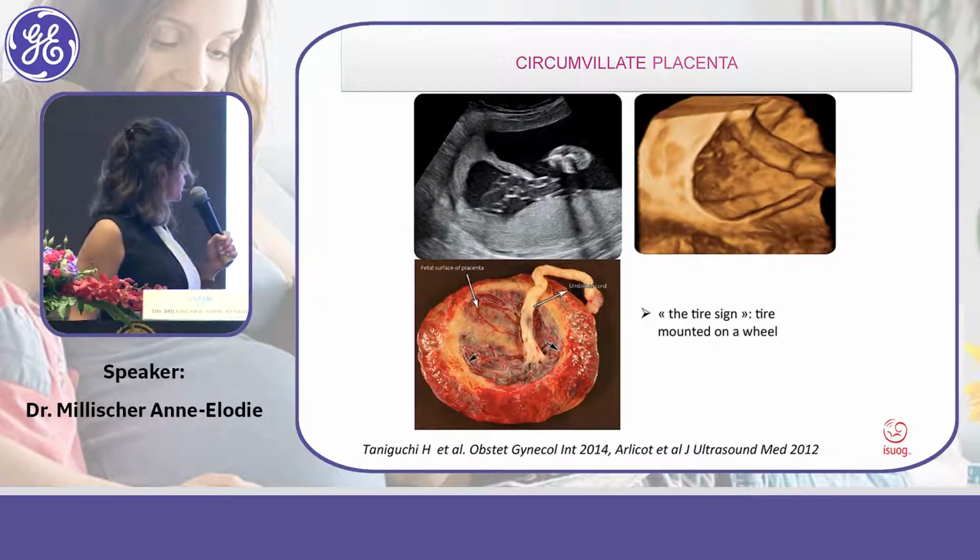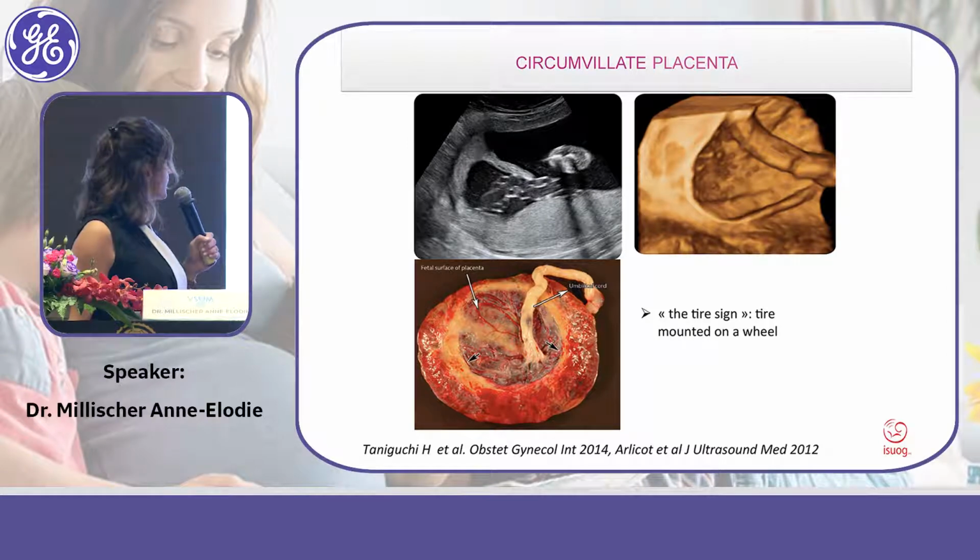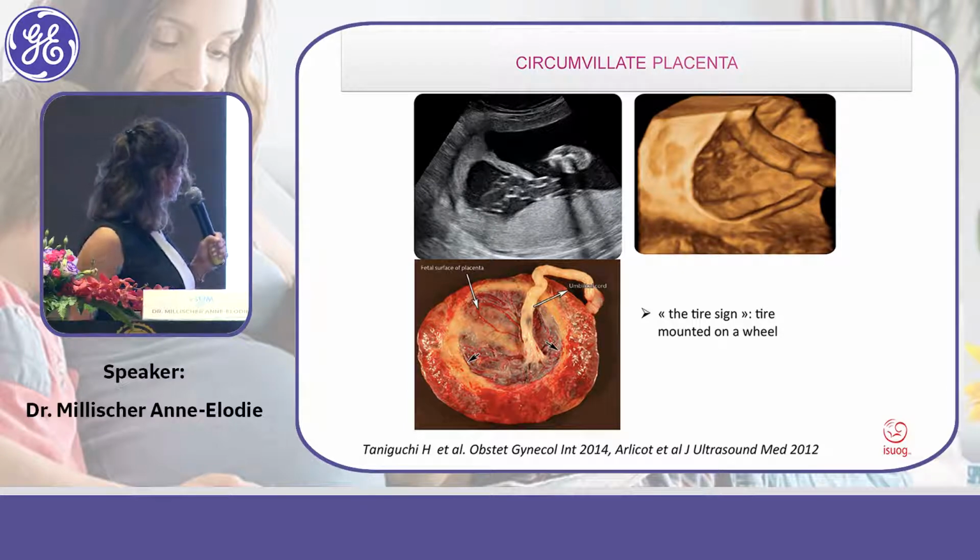The typical pattern is described by the tire sign, which means that the placenta is rolling up like this with hypertrophy edge in this placenta.